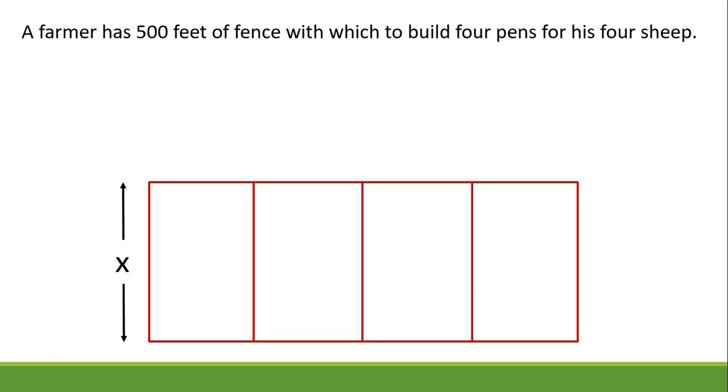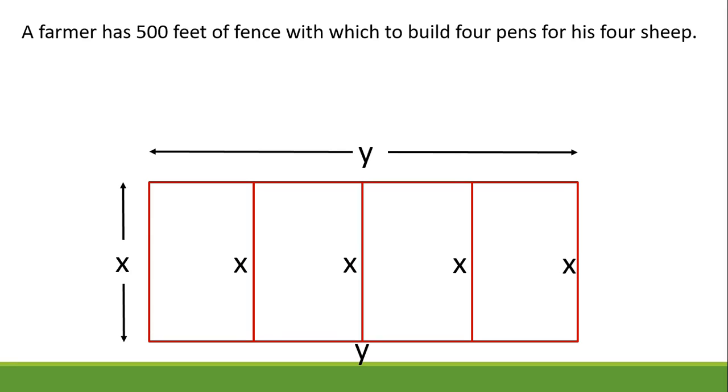So let's label some of the sides here. Let's say that this side, which is the length of the 2 sides on the left and the right and each of those dividers, is x. And let's say this side is y. Now because we have a rectangle, we know that the side opposite the one we just labeled y is also y feet long. And we know that each of these dividers, as well as the right side, have to be x feet long.